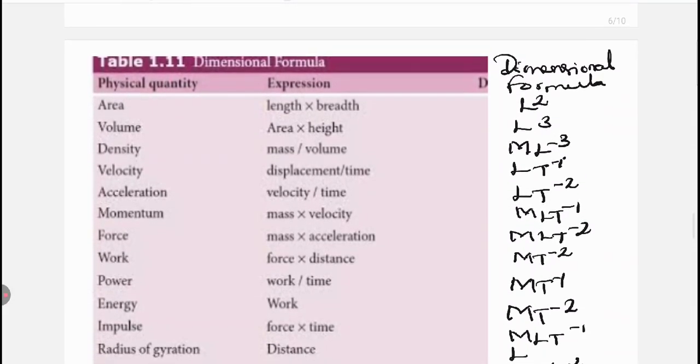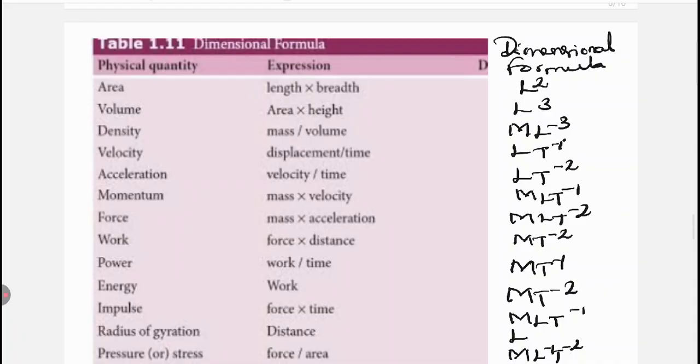So here you can see some of the derived quantities. Area is length into breadth. Length and breadth are both mentioned as length, so it is L square. Volume is area into height, so it is L cube. Density is mass by volume. So we write M for mass, divided by L cube, so that you will get M L raised to minus 3.